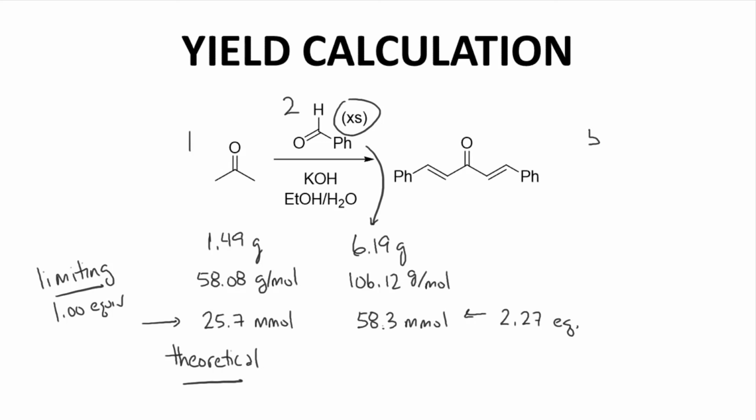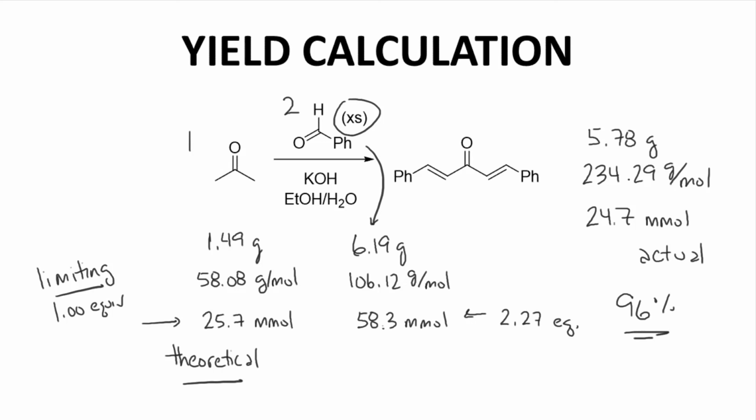We obtained 5.78 grams of product with a molecular weight of 234.29 grams per mole. We therefore got 24.7 millimoles of product as our actual yield. Our percent yield is actual divided by theoretical times 100 for a 96% yield. Wow, 96. That is incredible, but it's not that incredible. Keep in mind, we have some impurities in this product. Those impurities add some mass and inflate our yield. Regardless, this reaction is still definitely high yielding, and the product obtained is fairly clean.